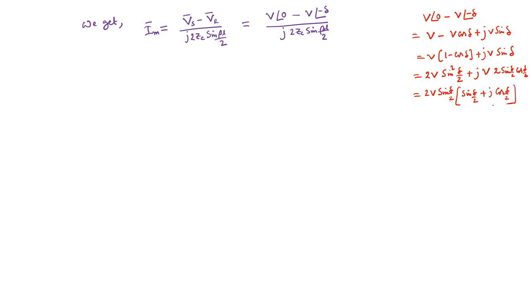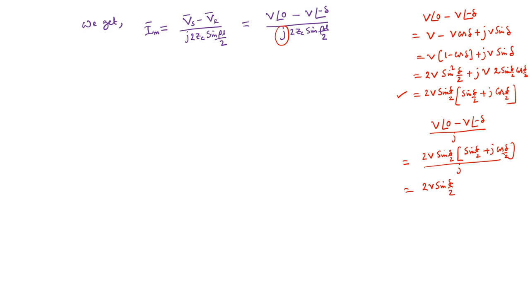One thing you can see is that here also we have a j term in the numerator. So if we write V at an angle 0 minus V at an angle minus delta divided by j, then it would be 2 V sin delta by 2 multiplied by sin delta by 2 plus j cos delta by 2, divided by j. Now we can write it as 2 V sin delta by 2 times cos delta by 2 minus j sin delta by 2. If we convert it from Cartesian to polar, we get 2 V sin delta by 2 at an angle minus delta by 2.